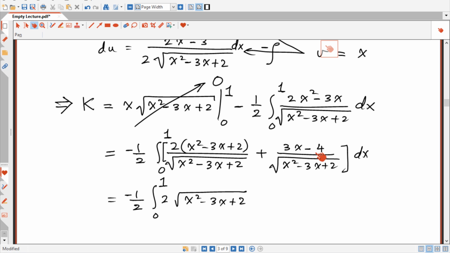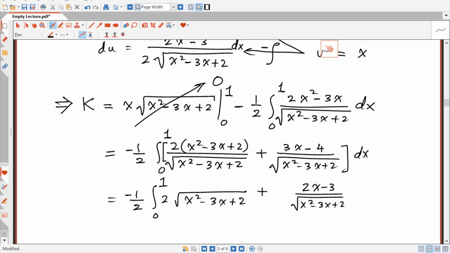We have to express this term here as a function of the derivative of this quadratic term, which is 2x minus 3. Okay, so we'll add that and compensate for the difference. So plus 2x minus 3 divided by the square root of x squared minus 3x plus 2.